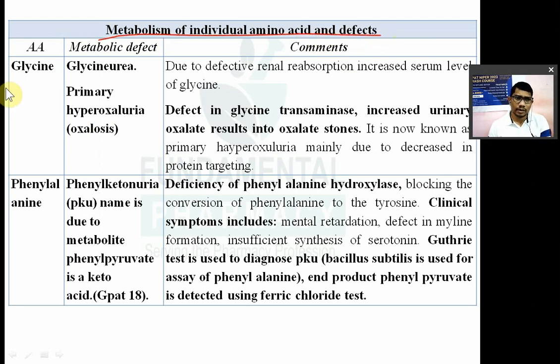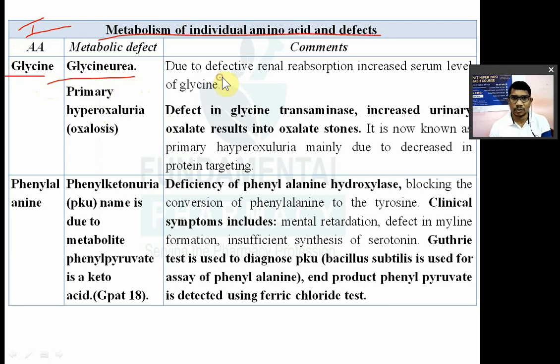Now the glycine amino acid. If there is a defect in the metabolic enzymes required for glycine, these are inborn errors, right. Inborn errors: from childhood you have a problem in metabolism. If there is a defect in the glycine metabolism, you will suffer from glycinuria. Glycinuria means glycine comes into your urine, so it is called glycinuria.